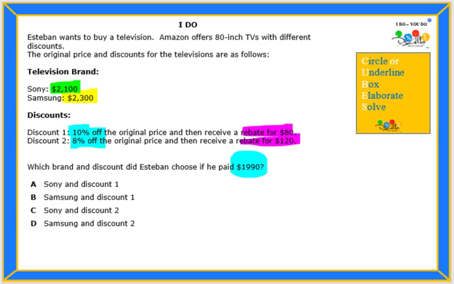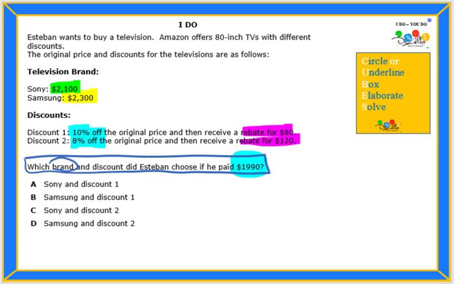So let's look at our question again. Which brand and discount did Esteban choose if he paid $1,990? So we need to choose a brand and a discount. Since we have to choose which brand and which discount, we're going to have to apply each of the discounts to each of the brands. So let's start with our Sony.